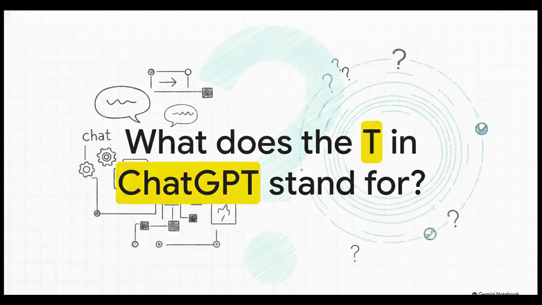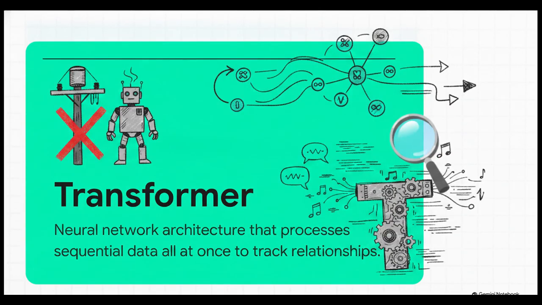ChatGPT. It's everywhere. We generally know the chat part, and GP stands for generative pre-trained, which just tells us a bit about how the model was trained. But what about that final crucial letter? What does the T actually stand for? Well, spoiler alert, the T stands for transformer.